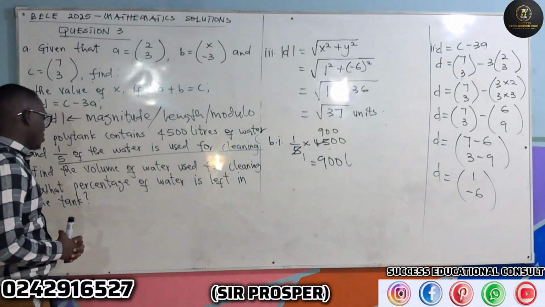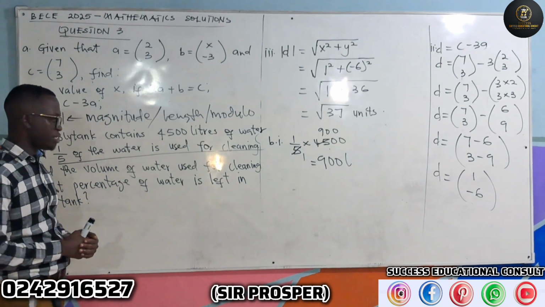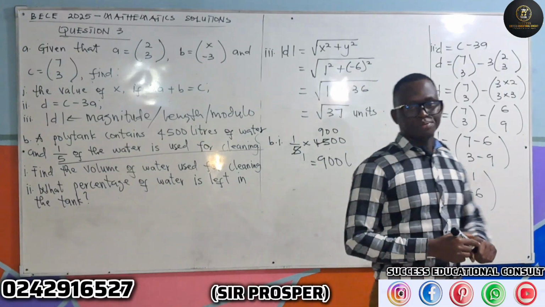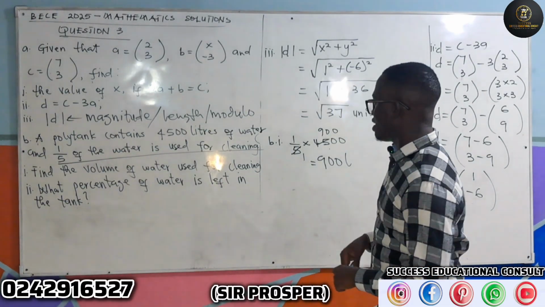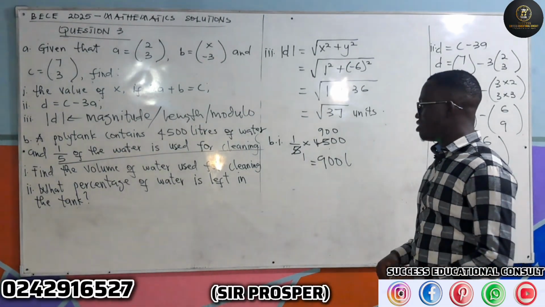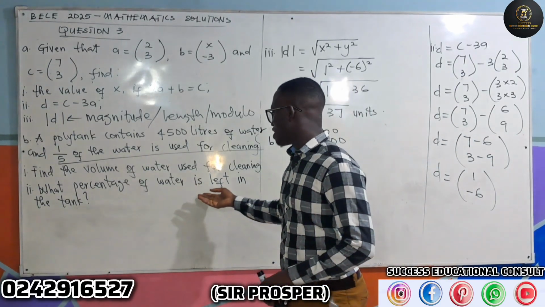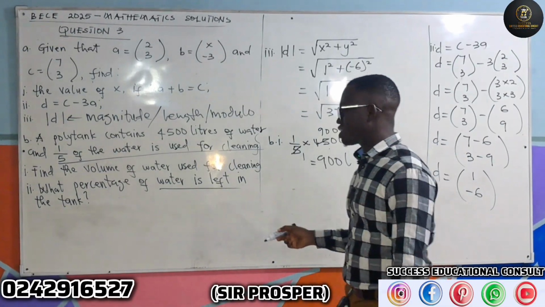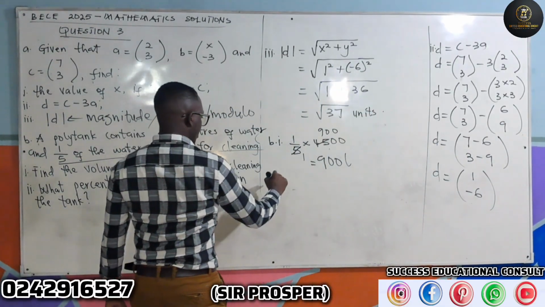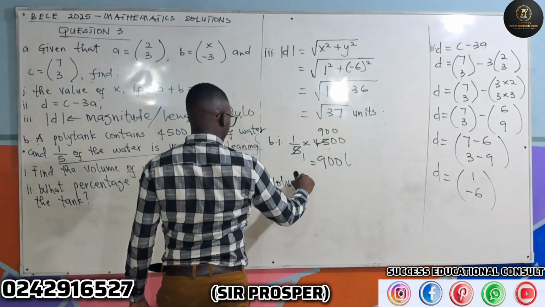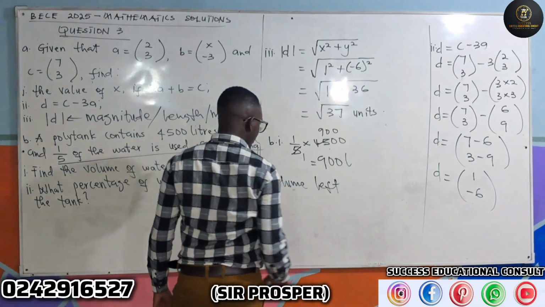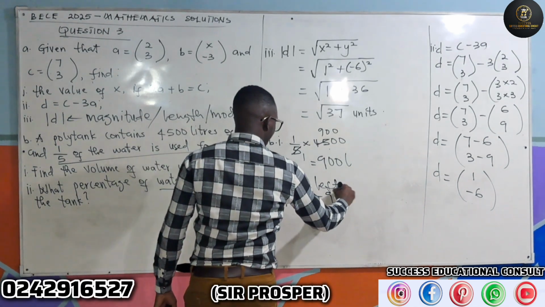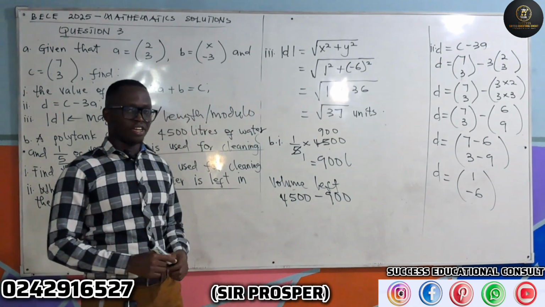B(ii) says what percentage of water is left in the tank? We know how much water is used, 900 liters. So to get the percentage of water left in the tank, we need the volume of water left first. So the volume left is 4,500 minus 900. Now pay attention over here.